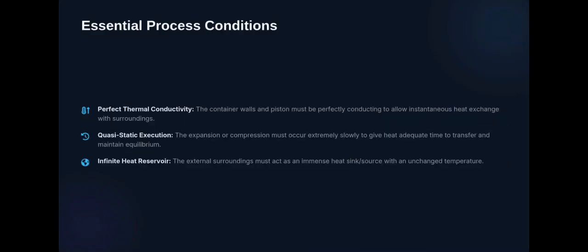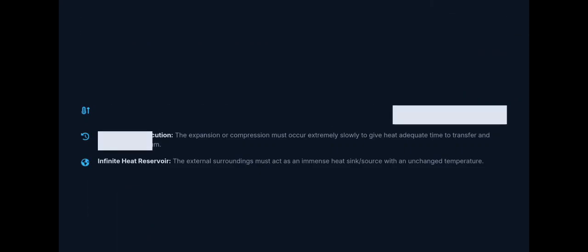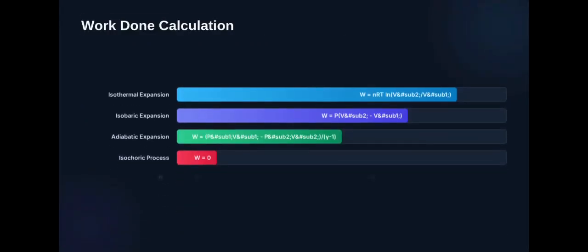Essential process conditions. For an isothermal process to occur ideally, three conditions are necessary. First, perfectly conducting container walls and pistons to allow instantaneous heat transfer. Second, quasi-static execution. The process must happen infinitely slowly so that thermal equilibrium is maintained at every instant. Third, contact with an infinite heat reservoir capable of supplying or absorbing heat without changing its own temperature.